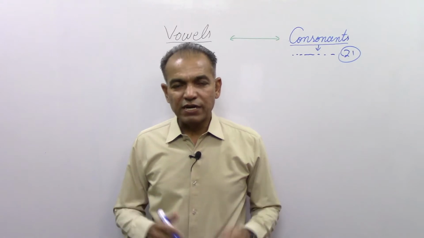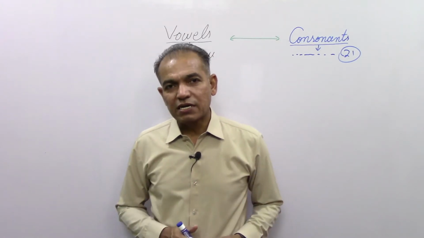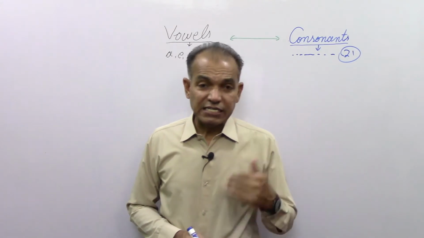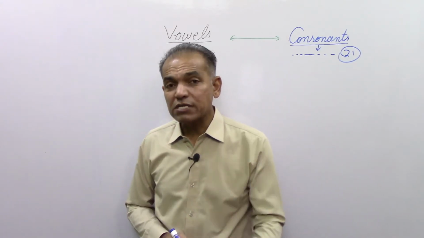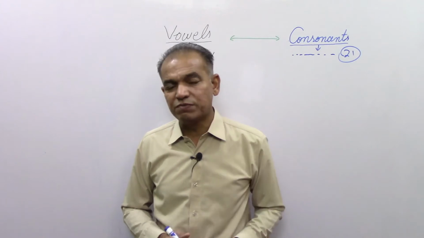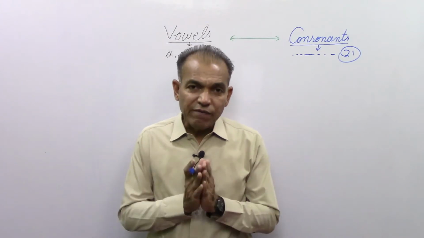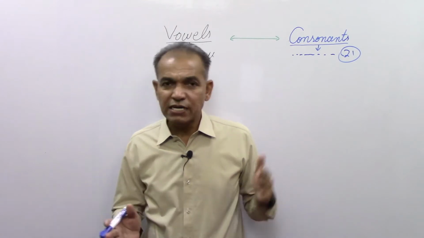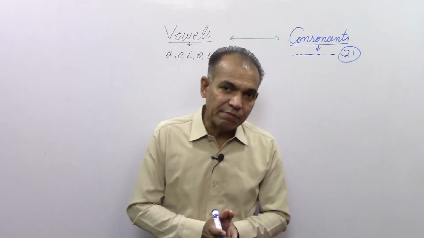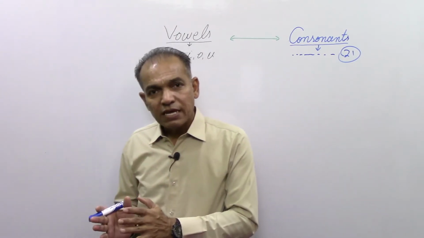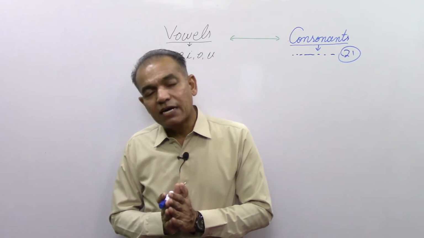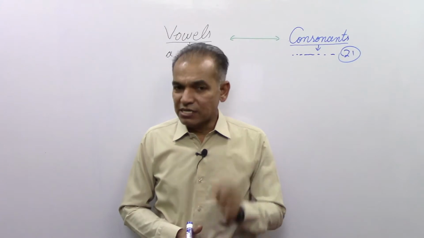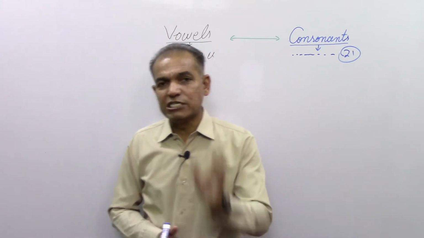Guys, first we will understand which letters are called vowels and which letters are called consonants. And second, the most important thing which we'll learn in today's video: why we divide these 26 letters into two types, vowels and consonants, why some letters are called vowels and why some letters are called consonants. What is the main reason actually behind this? This is the main thing which we are going to learn in today's video.